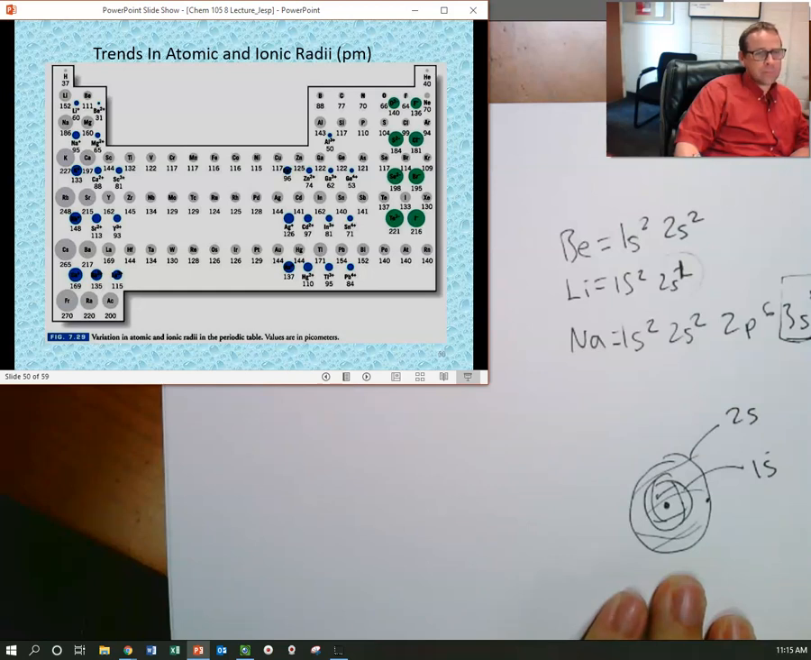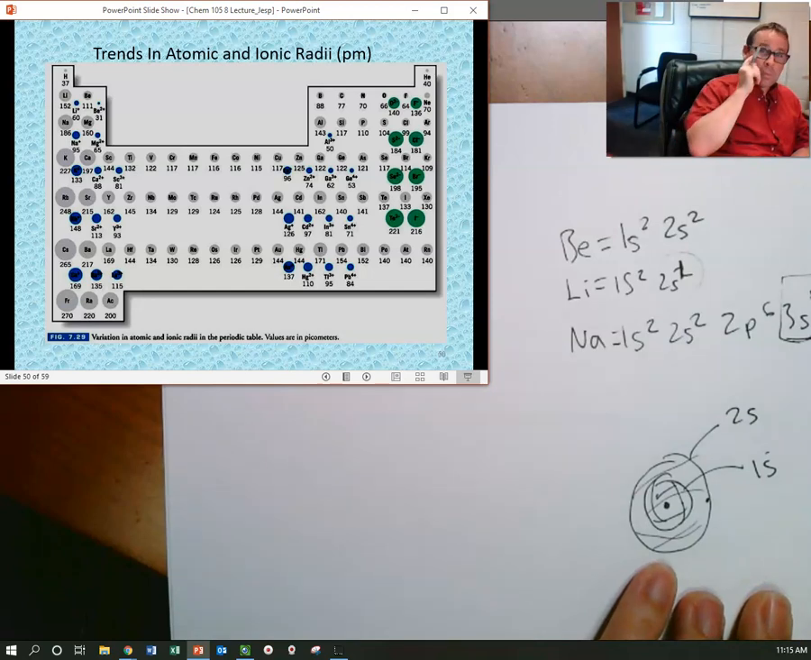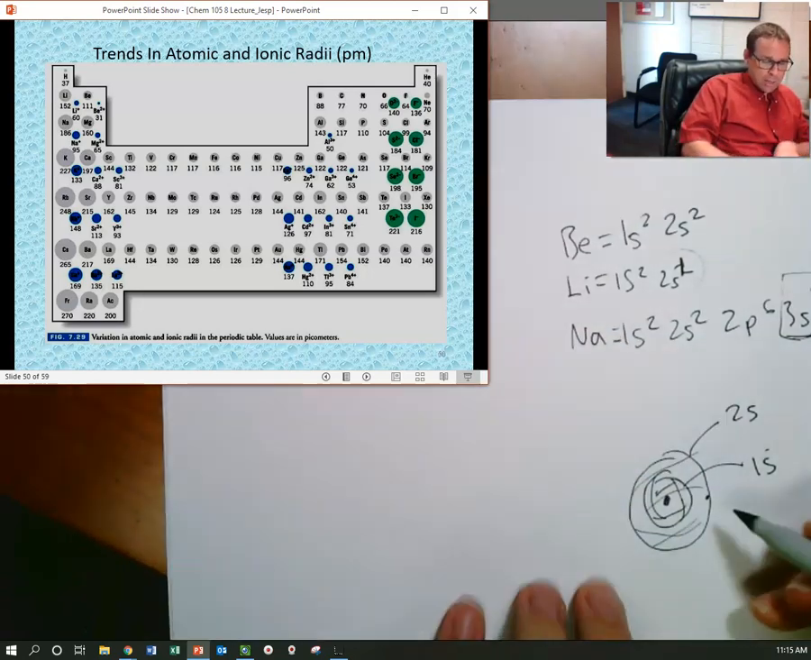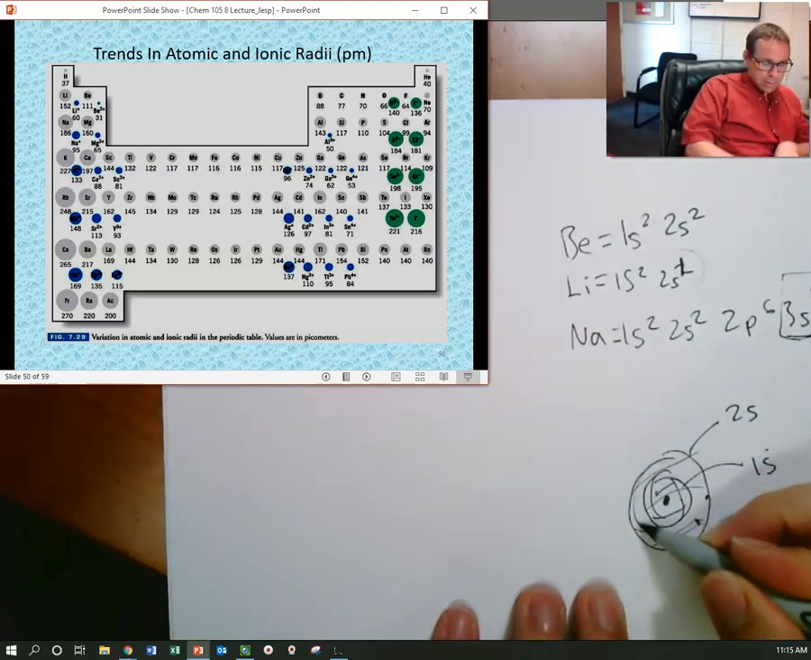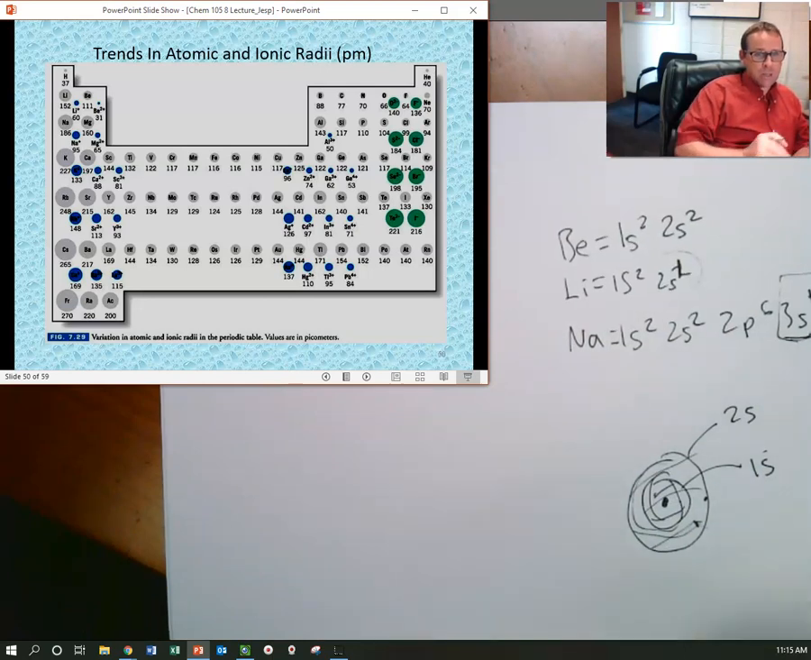I see why they'd be the same size because they're in the same subshell, but I'm not necessarily sure why it would be smaller. Okay, so what's happening is beryllium is actually gaining a proton. And so because we have another proton in there, the electrons contract down and the size is slightly smaller as you move from left to right across the periodic table.